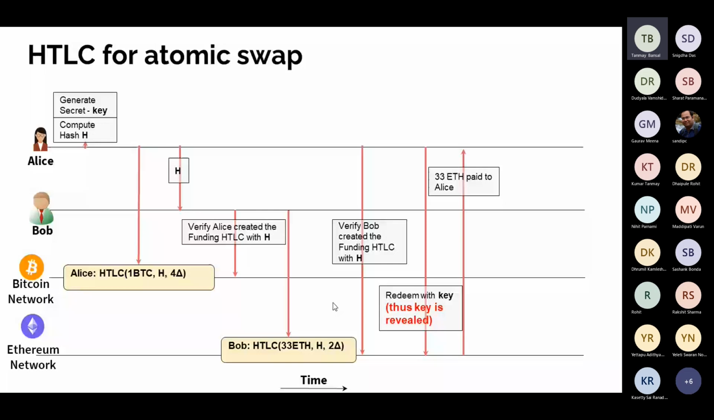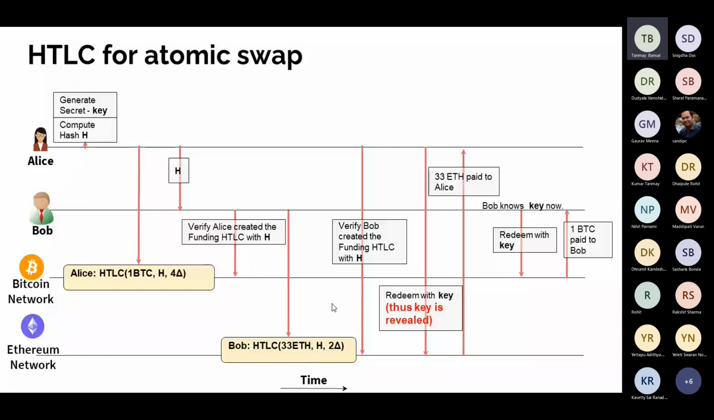So Bob will get back that 1 Bitcoin. So in this fashion, what we have is this atomic swap, and as I said before, if one of them backs out, then after the timeout they will get back their amount, which is shown in the next slide. So we see that Alice gets that 33 ethers and Bob gets the 1 Bitcoin.